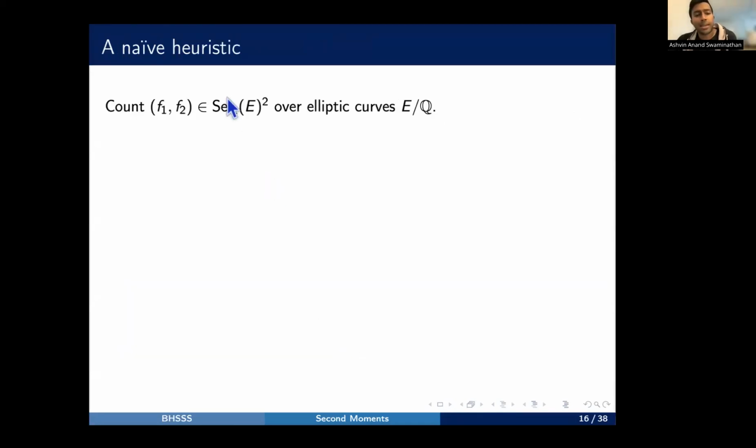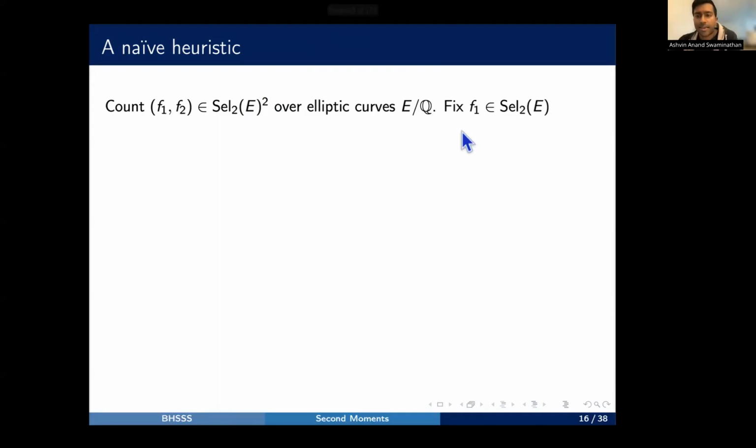In fact, our proof of the second moment result obeys quite a naive heuristic. That's why I want to explain this heuristic. This can be seen as an alternative to the Poonen-Rains heuristics. You can use these heuristics to predict the Poonen-Rains heuristics. So here's how the naive heuristic for the second moment of the two-Selmer group goes. You want to count pairs F1 and F2 of two-Selmer elements of elliptic curves over Q.